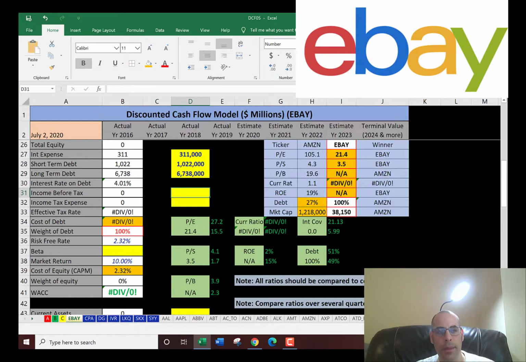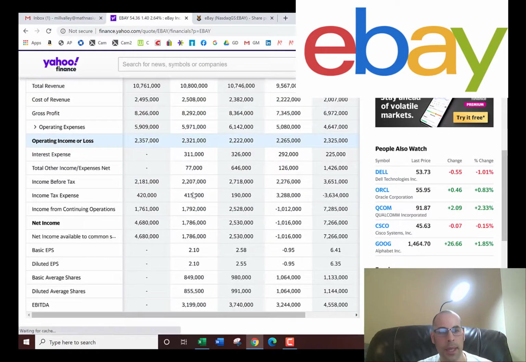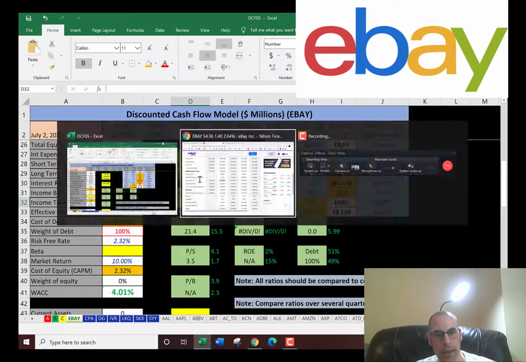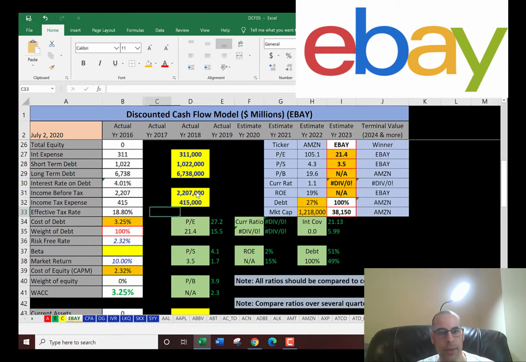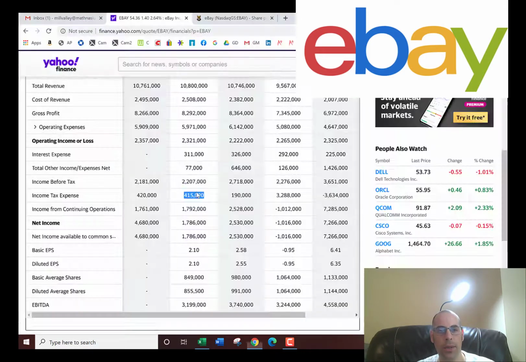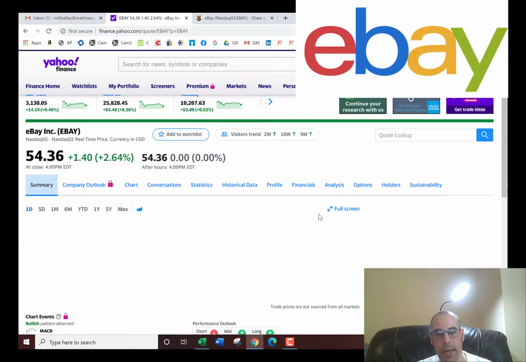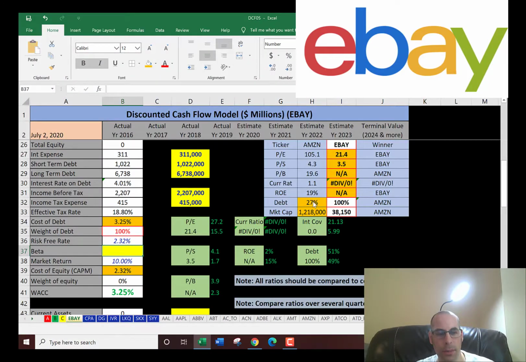And interest payments are tax deductible, so let's get their effective tax rate. We'll go back to the income statement, and the income before tax is $2.2 billion, and the income tax is $415 million. So their effective tax rate is 19%, so their cost of debt is 3.25%. Let's figure out their cost of equity. We need the beta for that. That's the volatility of a stock. And the beta is 1.32, so the stock moves a little more than the market moves.